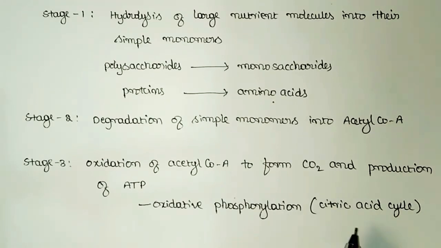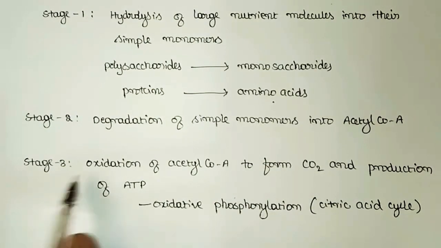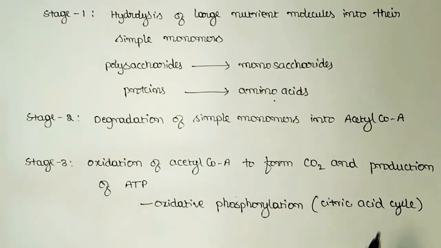Do remember this, it will be helpful for your competitive examination. So which stage of catabolism is actually the citric acid cycle? It is actually stage 3. So what happens in the citric acid cycle? In the citric acid cycle, acetyl coenzyme A will undergo oxidative phosphorylation so as to produce carbon dioxide as the final product, and a large amount of ATP will be produced. So these are the 3 stages of the catabolic pathway.